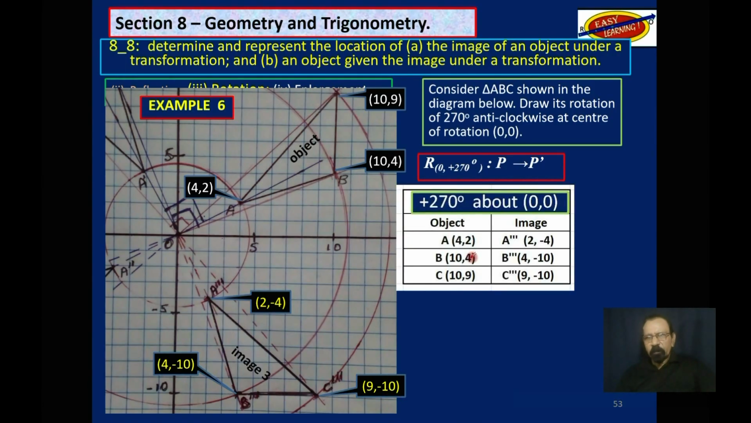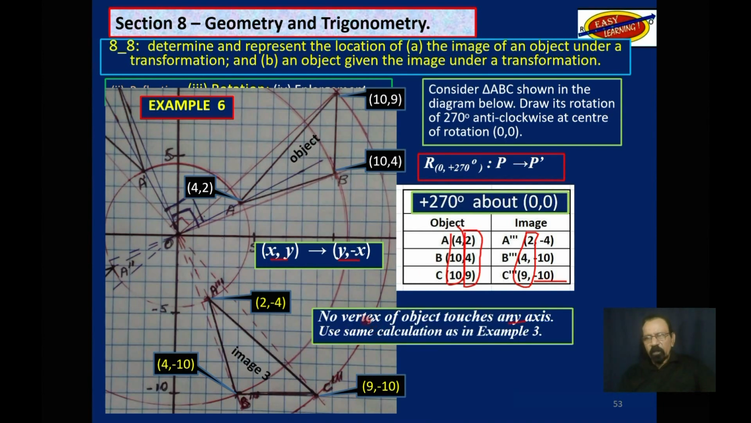So notice what happens. The y coordinates become the x coordinates over here. They do not change. Whereas the x coordinates now become the y coordinates over here, each one being multiplied by negative 1. So xy becomes y negative x. And we have seen that before. No vertex of object touches any axis. Use the same calculation as in example 3. So 1 to 3 and 4 to 6, they are the same thing.